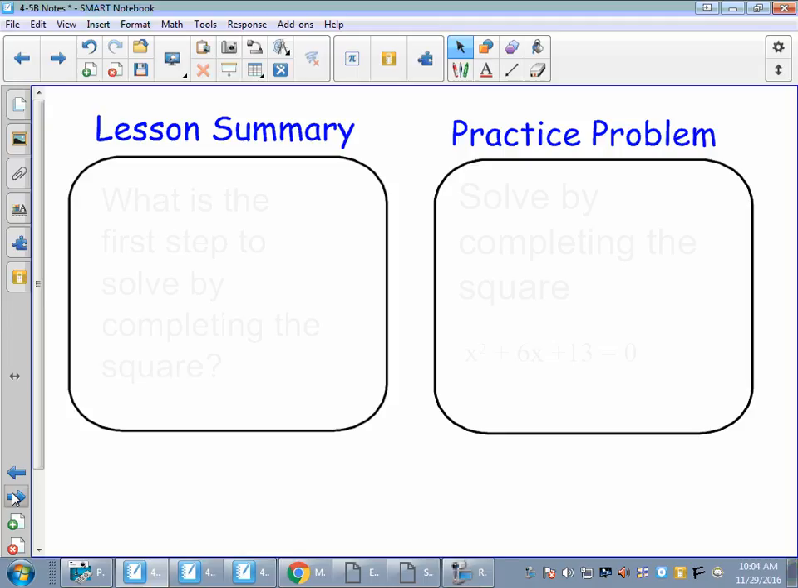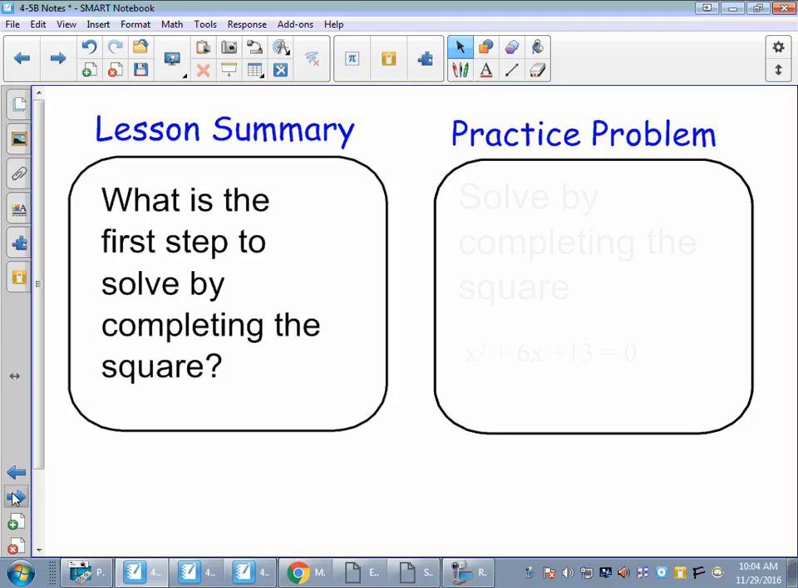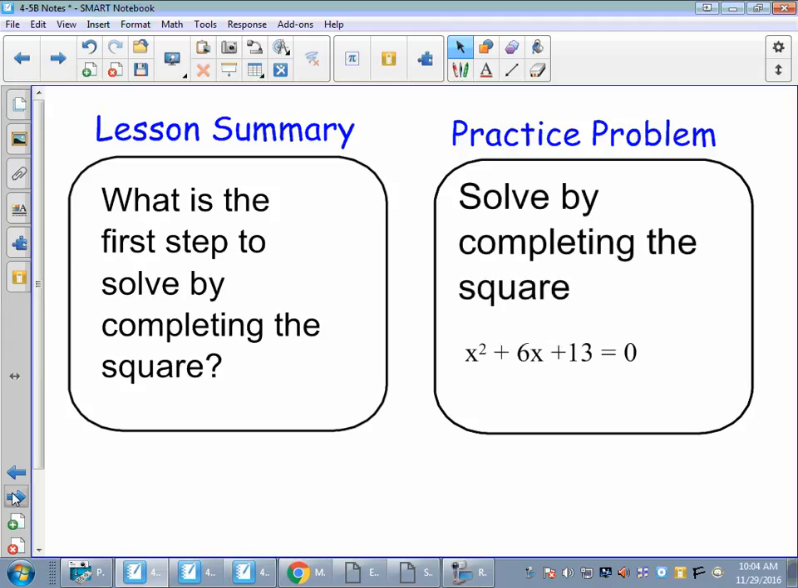So that's it in a nutshell. I want you to describe what the first step to solve by completing the square is. Look back through your notes. What's the very first thing you need to do? And then I need you to solve that trinomial by completing the square. Good luck.